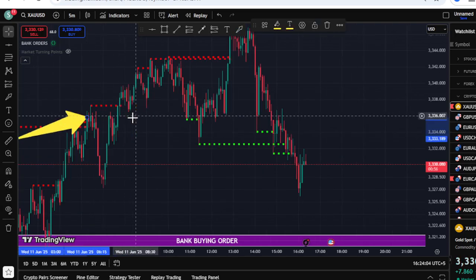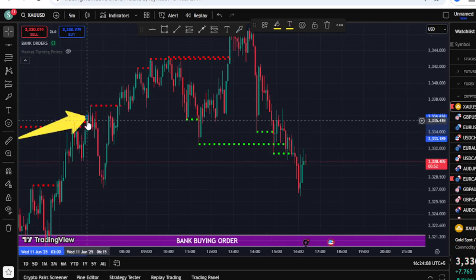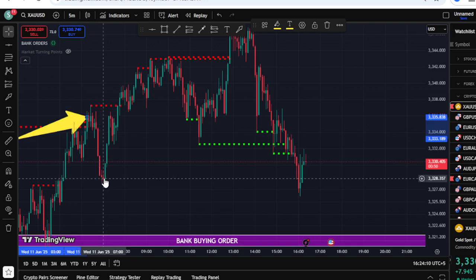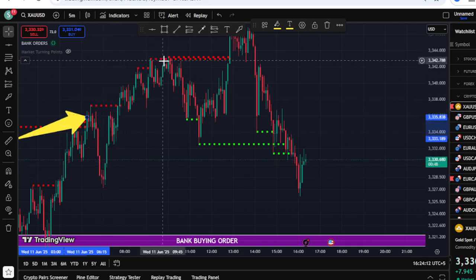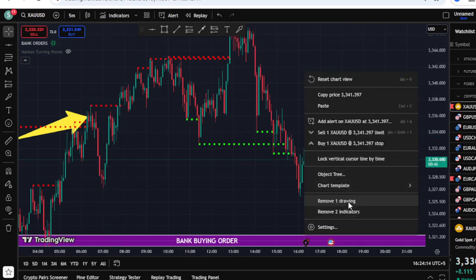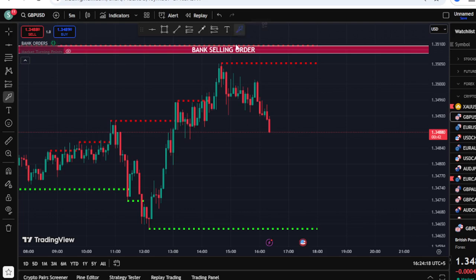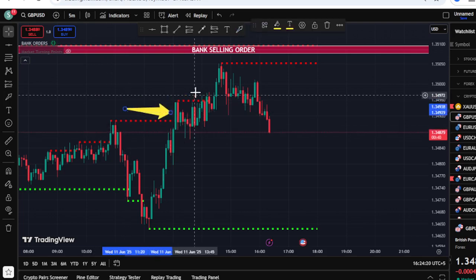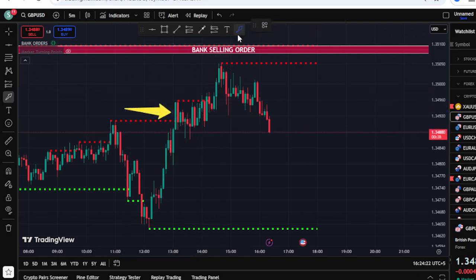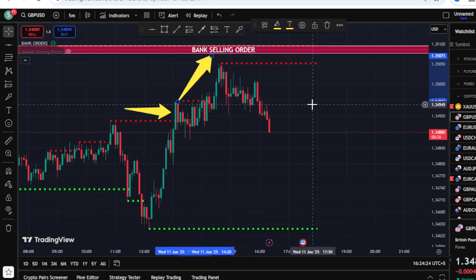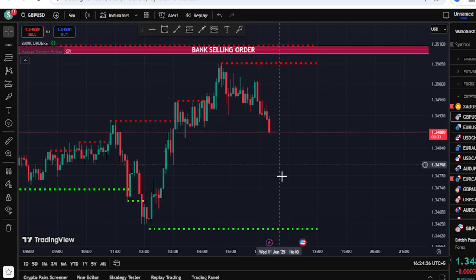So, for example, if the market has given a close above the dotted red line, now you can buy from here or you can buy from some lower side, and then you can see the price simply moved up. I can show you more examples. For example, look at this one. The price closes above the dotted red line, you can see it went and targeted the bank selling area that was available at the top, and now you can see the market is going down.